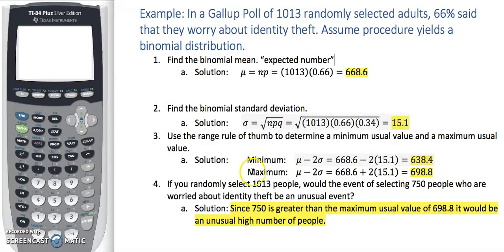To find your maximum usual value, you take your mean and add 2 standard deviations. I apologize. And so that's 668.6 plus 2 times your standard deviation, which is 15.1, and you end up with 698.8, and that is your maximum usual value.